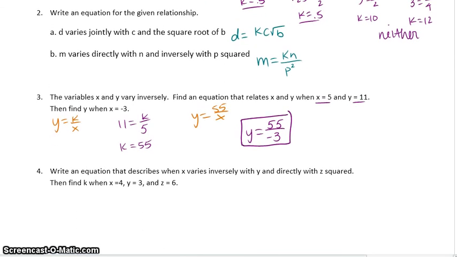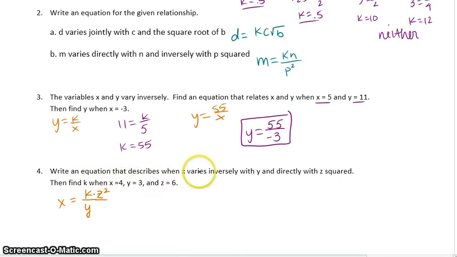Now, looking at number 4, write an equation that describes when x varies inversely with y and directly with z squared. So this will give us the general equation of x equals, varies inversely with y, so that will be k over y, and directly with z squared, so that means our k is going to be multiplied by z squared. This is our equation, so it wants us to find k when it gives us x, y, and z.